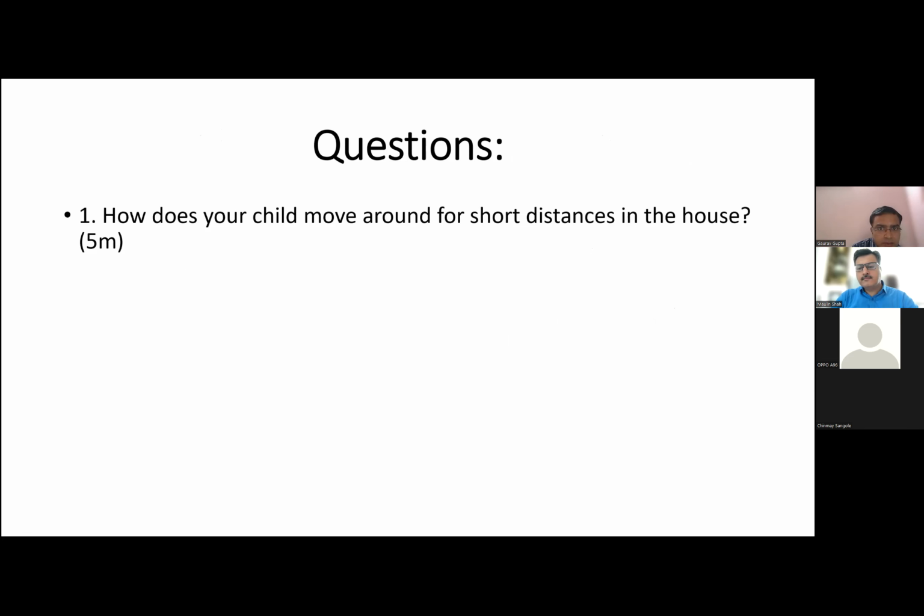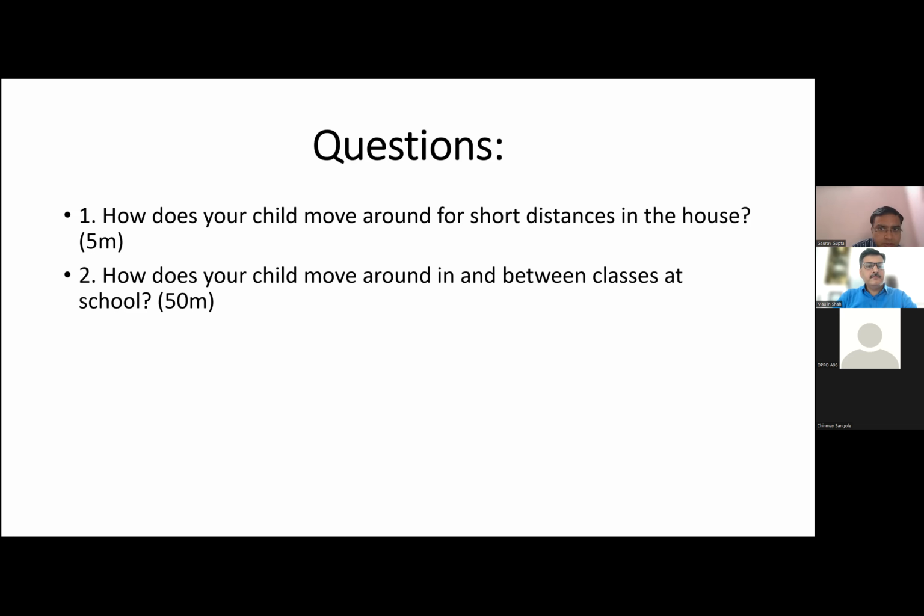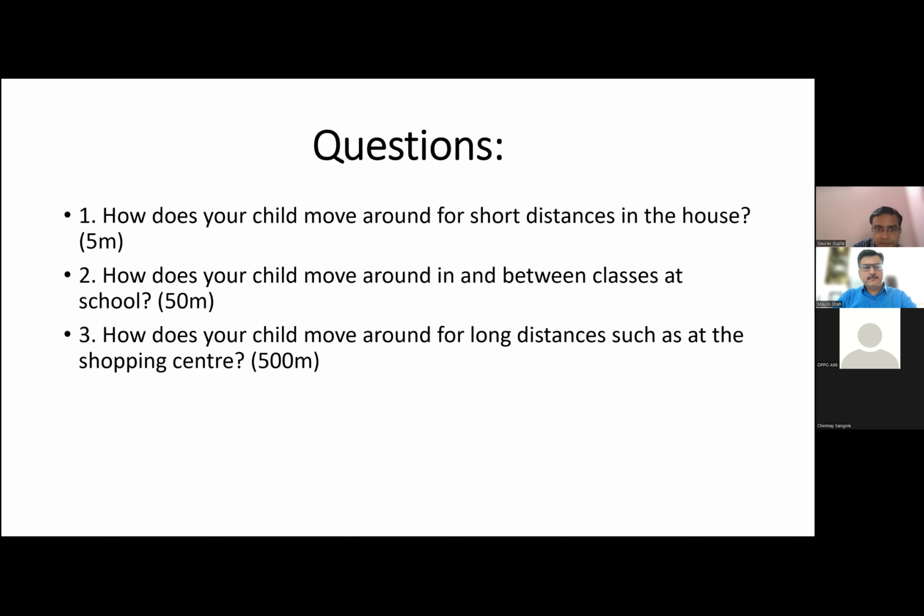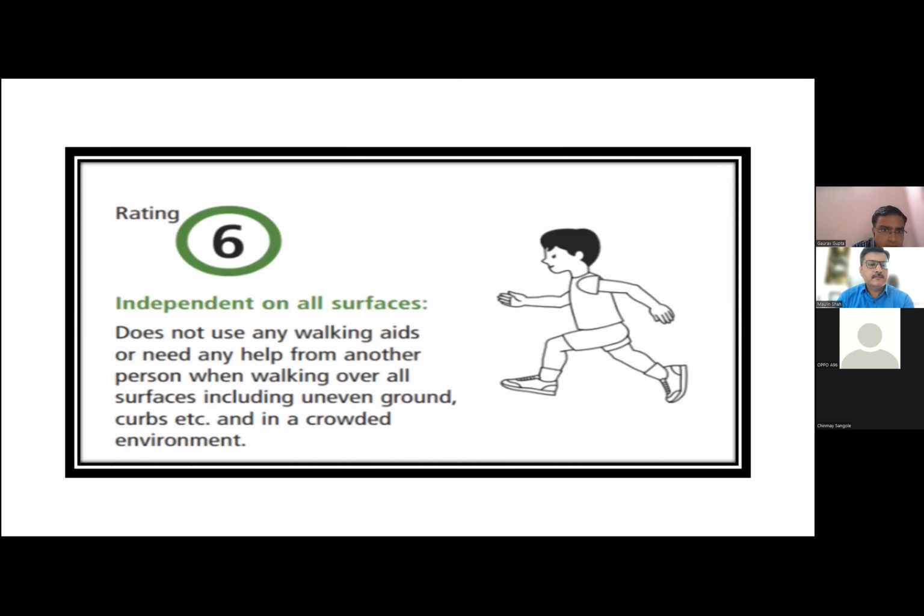How does your child move around for short distances in the house, to represent 5 meters of walk? How does your child move around in and between classes at school, to represent 50 meters? And how does your child move around for long distances, such as at the shopping center, to represent 500 meters of walk? So this is graded into 6 grades.